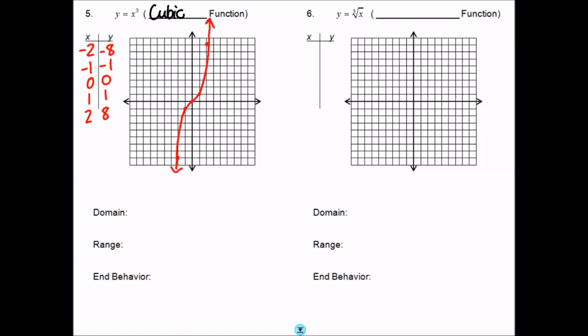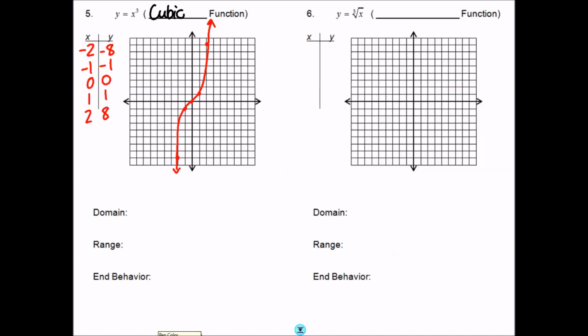So the graph of a cubic function is this kind of squiggle. And it does need to be rounded, not jagged. For example, this is not right. Do not draw your graph like that. It needs to be smooth.